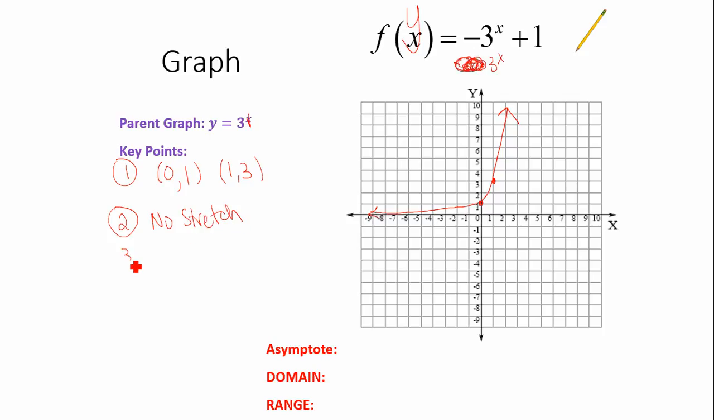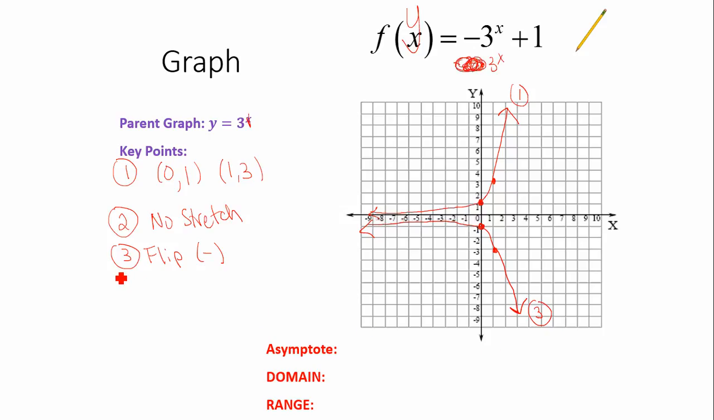And then I'm going to deal with the reflection, or the flip. Because I do have that negative sign, I need to flip these points over the x-axis. So instead of 0, 1, I'm now going to 0, negative 1. And this one is going to reflect to 1, negative 3. So my graph now looks like this. This was my parent graph, or step 1. Now this is my reflected graph.